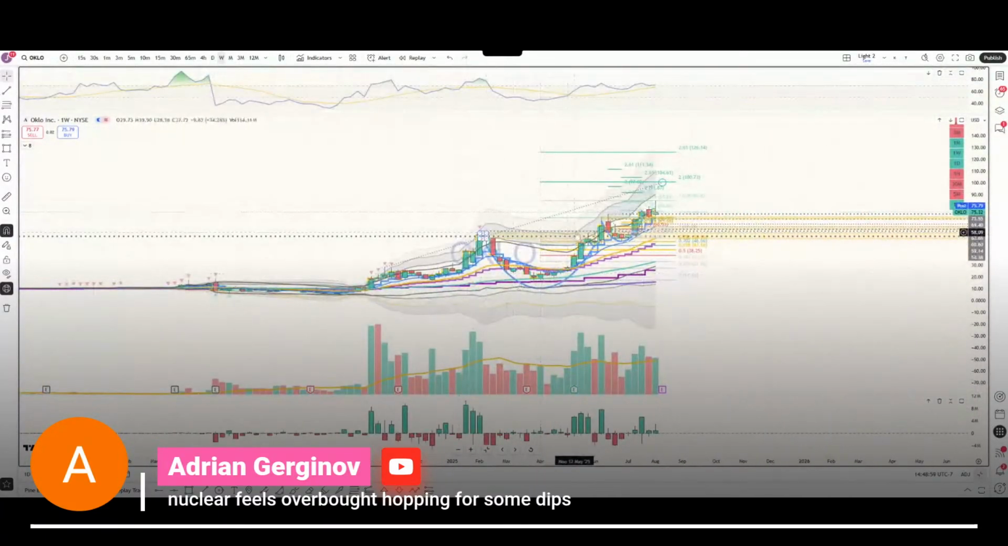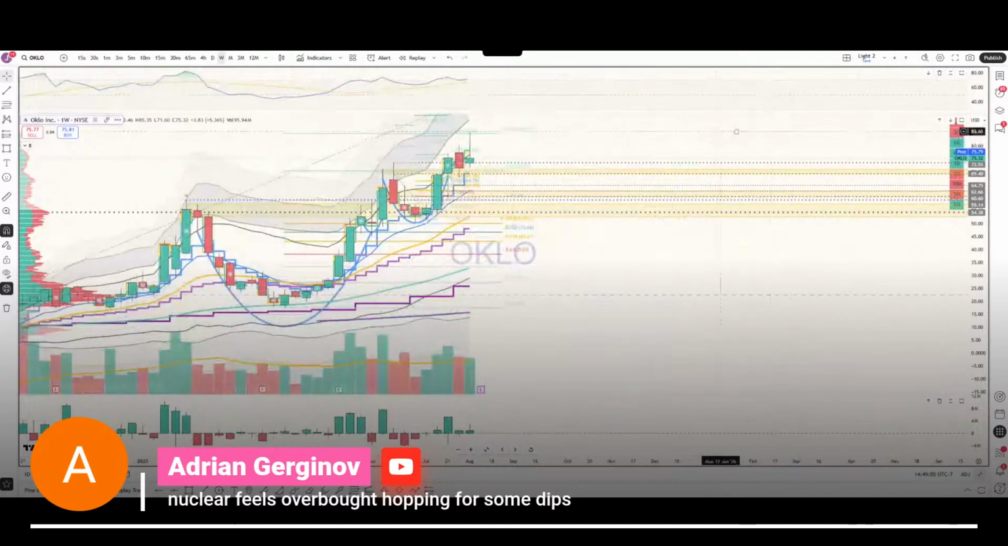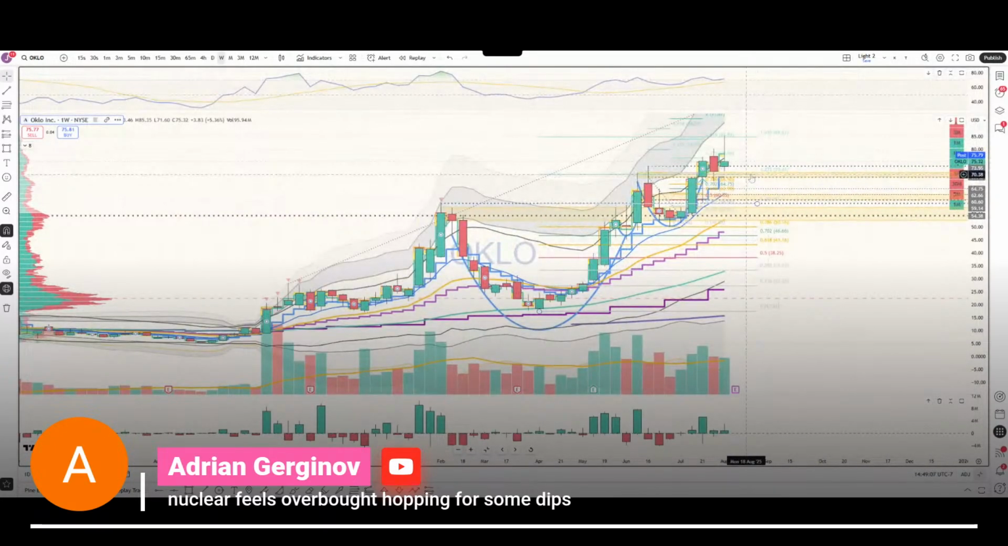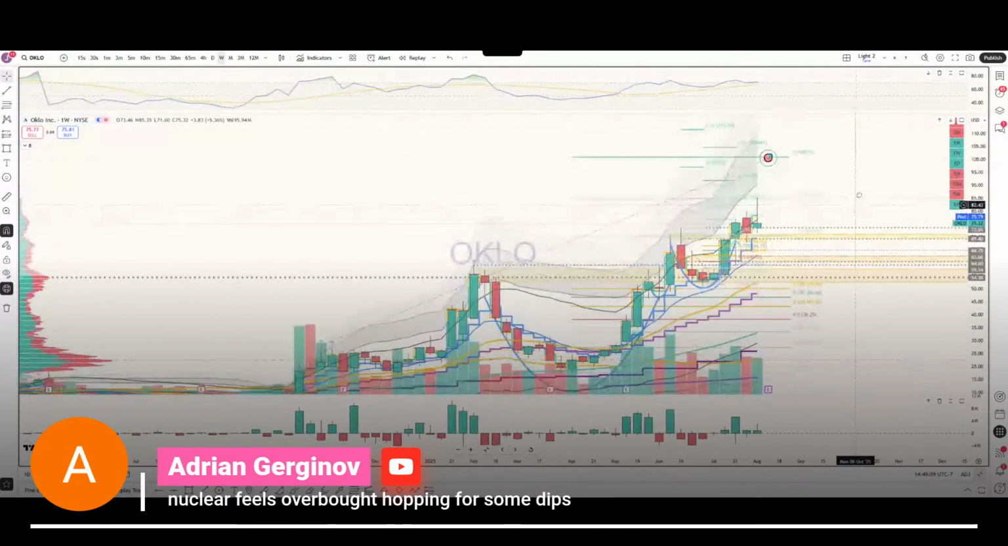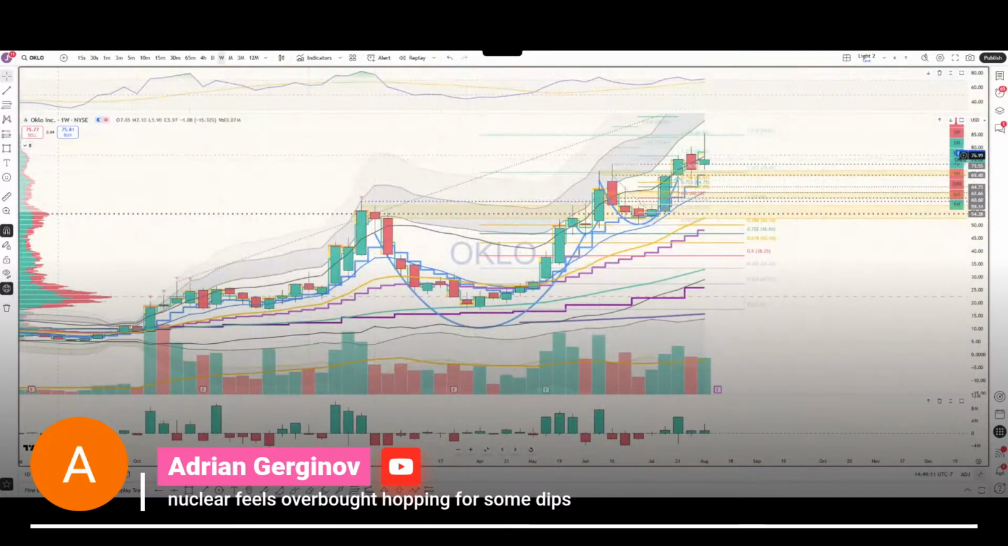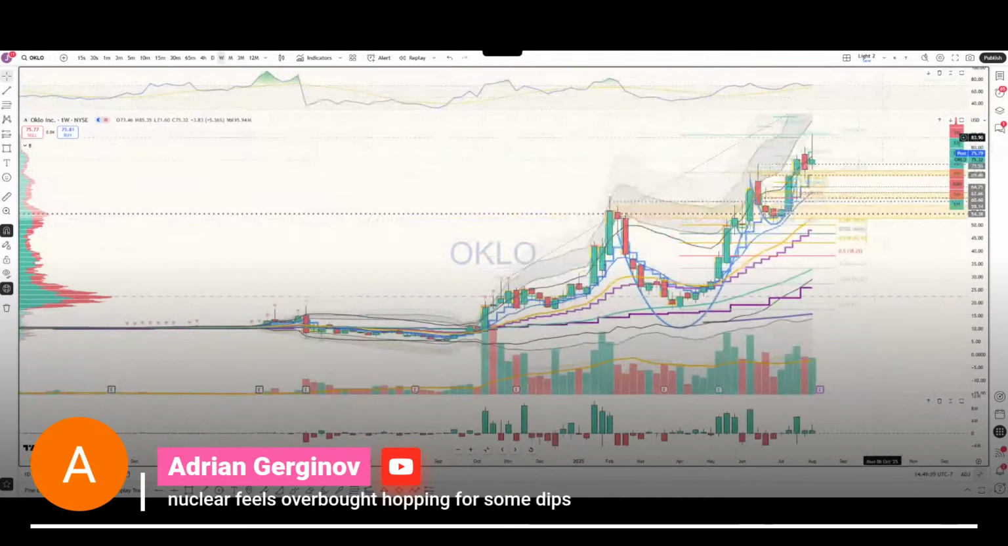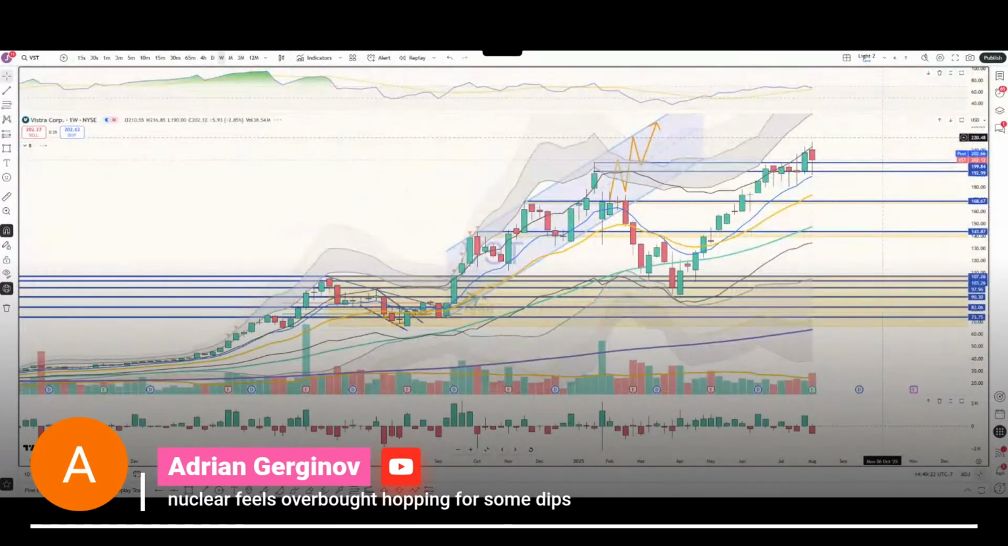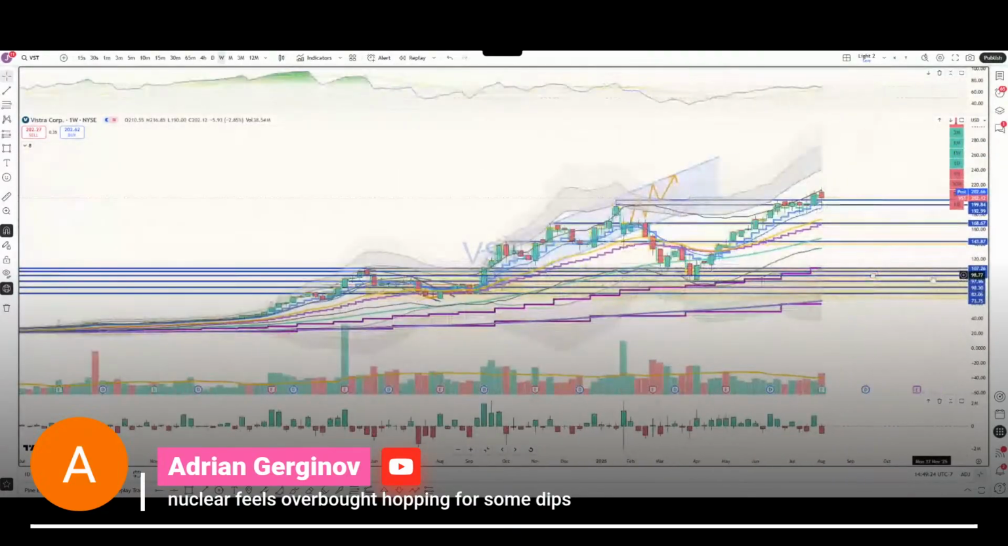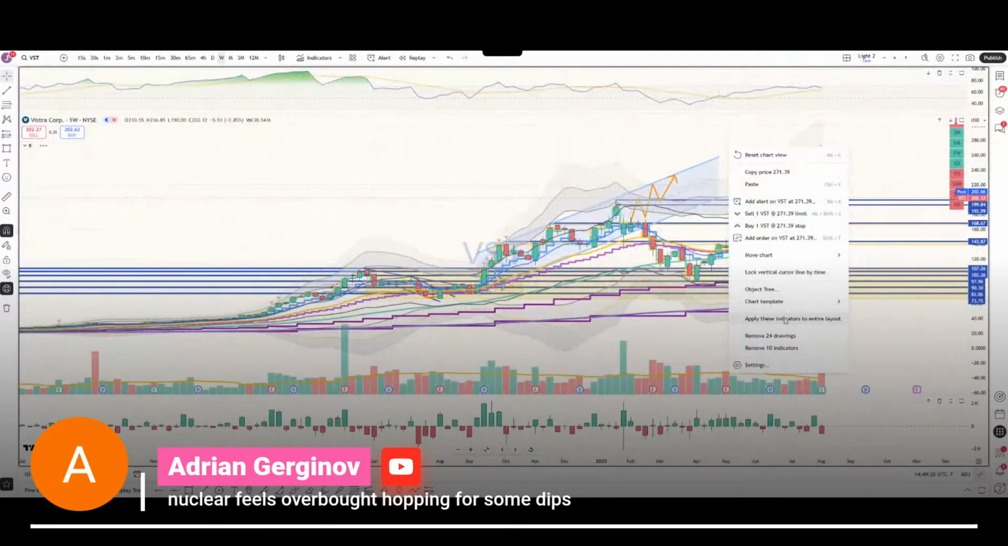These things are textbook cup and handles trying to break out. They're going to probably back test this zone, that 70 handle at least. And as long as that holds, it should be explosive. If not, then we could entertain the possibility of a really aggressive rising wedge type thing, which would probably target this 50 handle or something. But in general, I think the space looks strong. I mean, heck, look at that. VST is crazy good.